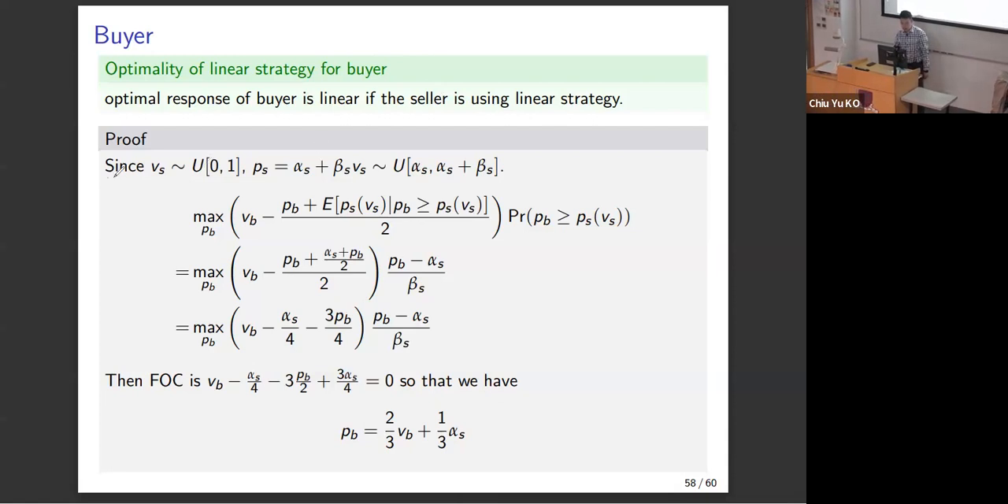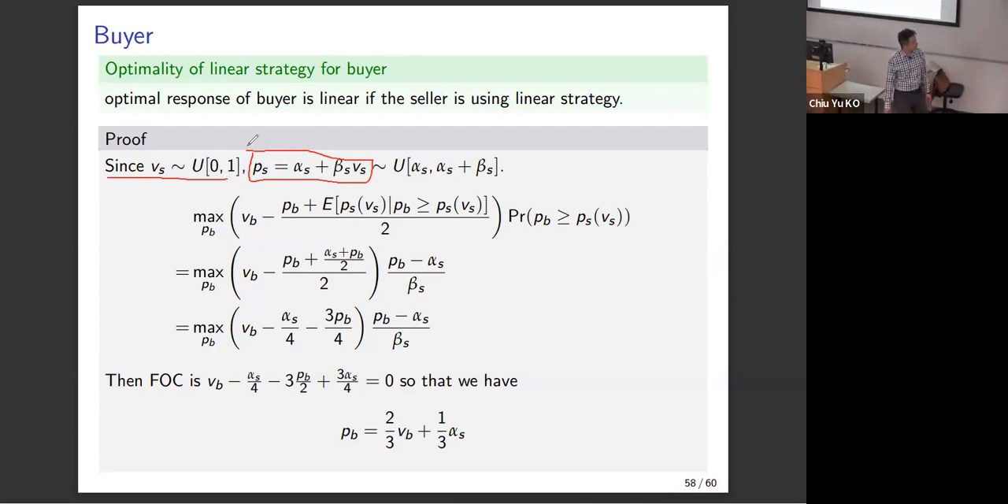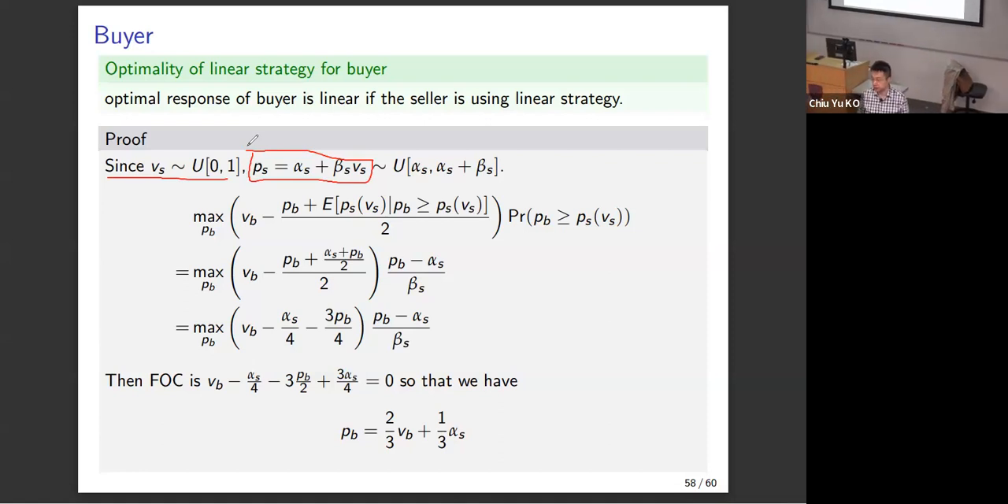Here we assume uniform. What we assume is the seller also uses a linear strategy. Since the seller uses a linear strategy and the valuation is uniform, the price set by the seller is also uniform. That simplifies a lot. Otherwise, you don't know what they're doing. That is the reason why we have to restrict to linearity. If not, this thing can be crazy, and you have a hard time proving it.